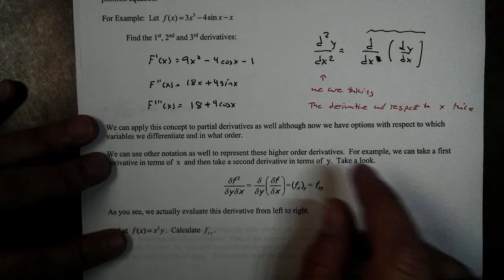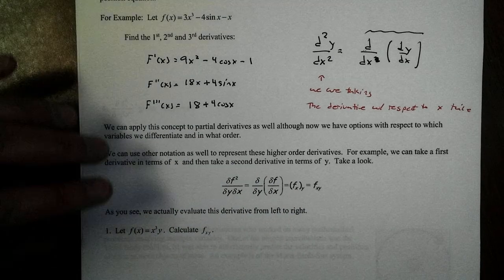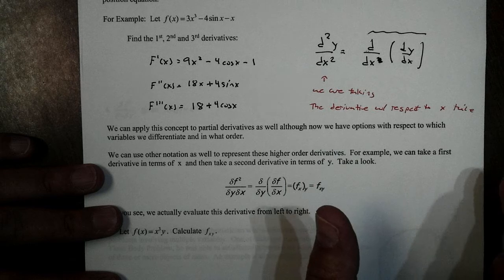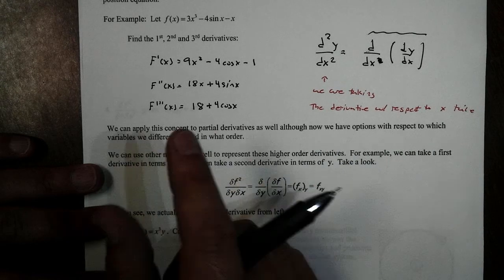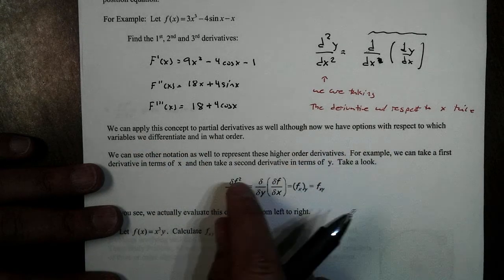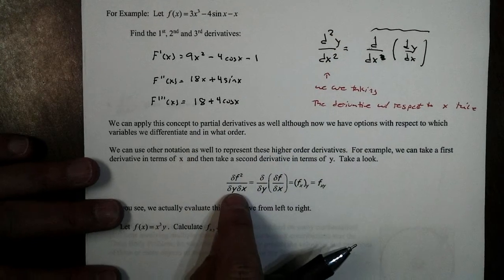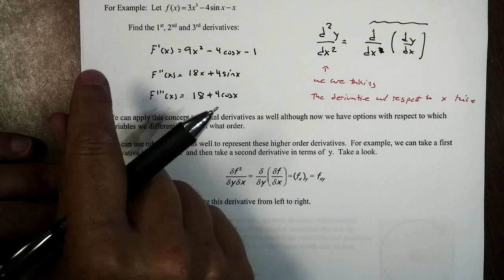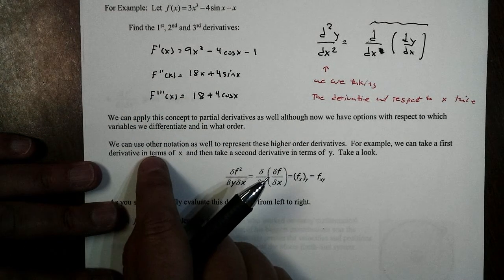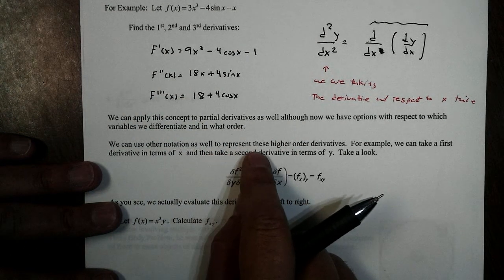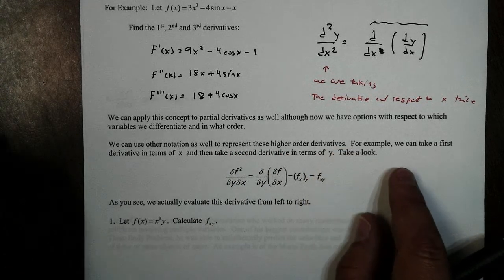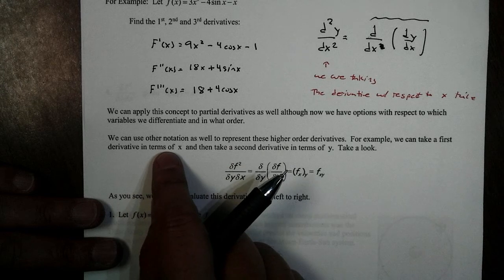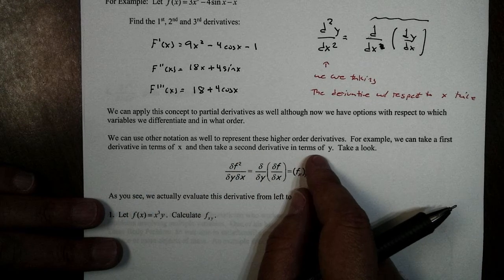We can apply the same concept to partial derivatives as well, although now we have options with respect to which variable to take the derivative and in what order. For example, if we have a function of x and y, I could take the derivative with respect to x first, followed by y. We can use other notation as well to represent those higher order derivatives.